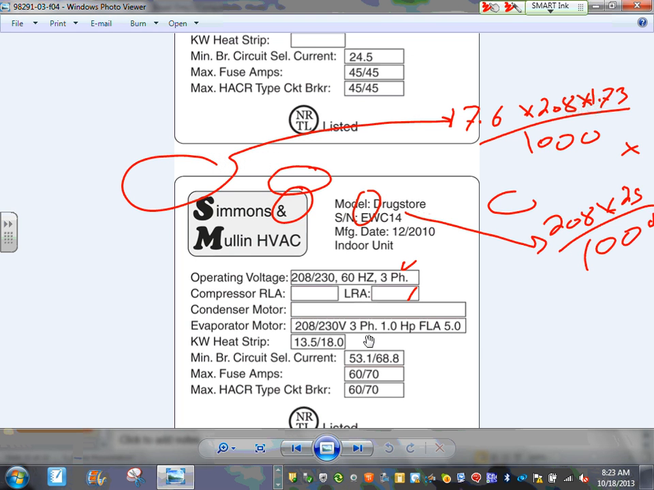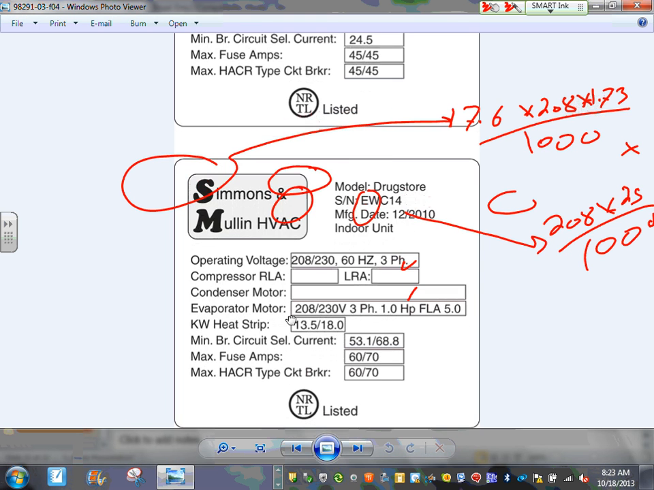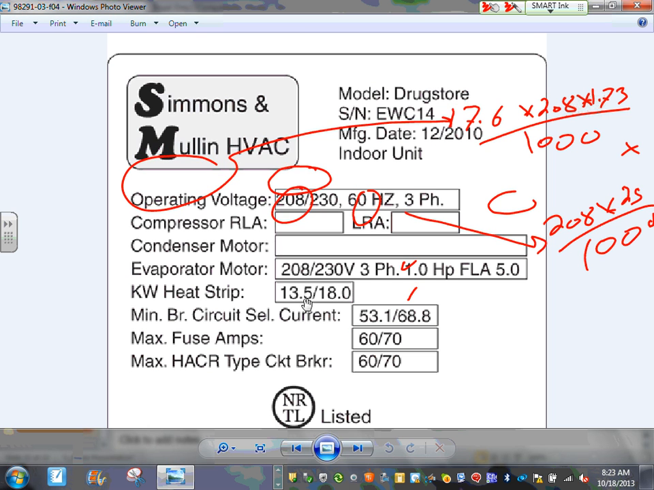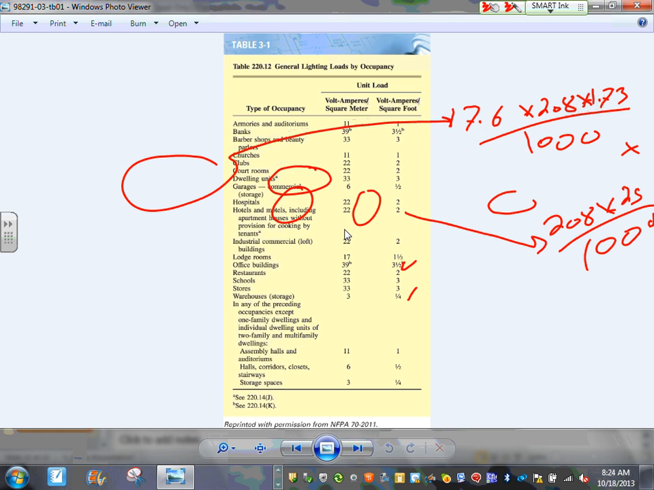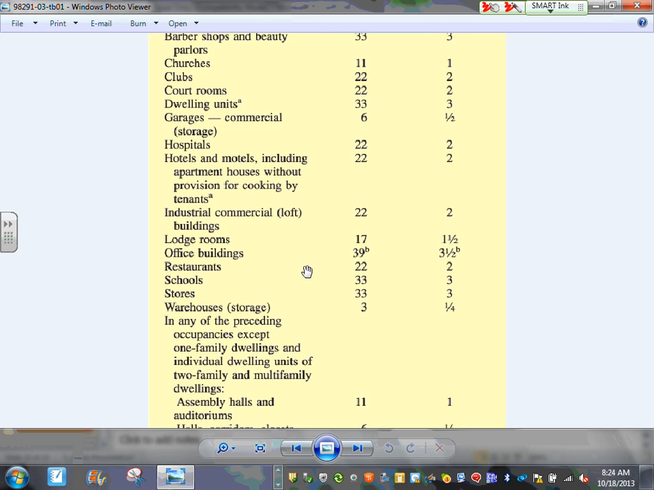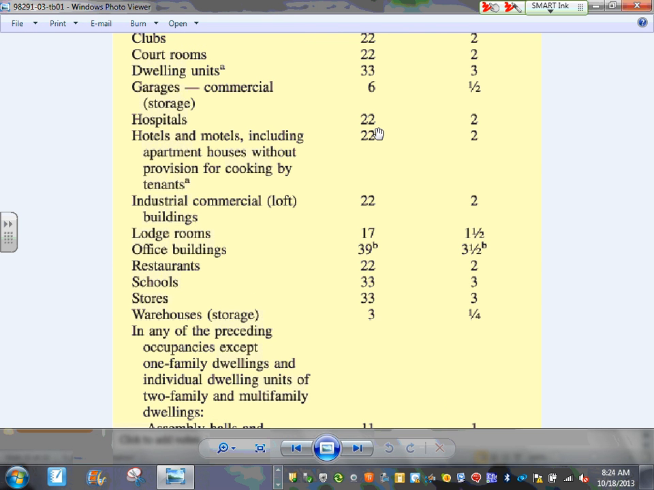Okay, so that's basically how to calculate. So operating voltage, this is my compressor, my evaporator motor, and a heat strip in it too. You have to accommodate for these. So you also add these exactly like you did at the top, and you add the kVA of the heater. You guys have used this table. This is 220.12, and I'm going to emphasize one little thing in that table. One little thing is office building. For office building, you guys, with your friend Chad, we have been using 3.5 volt amp per square foot, right?